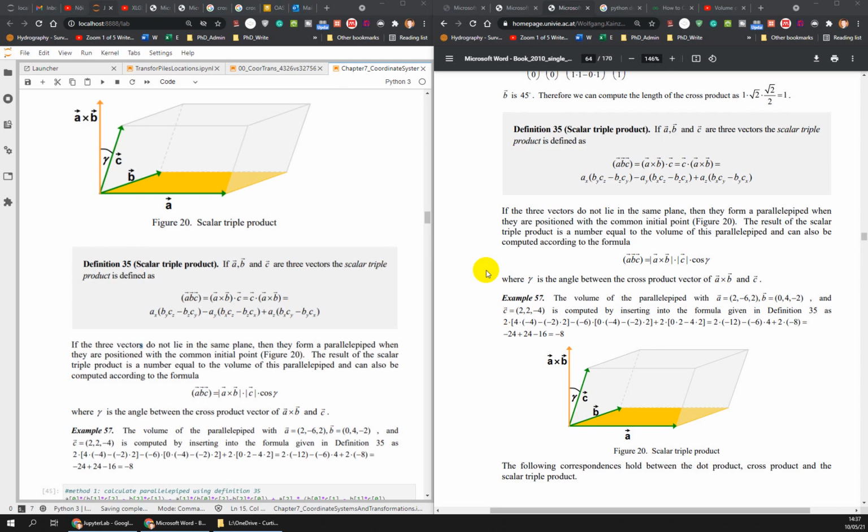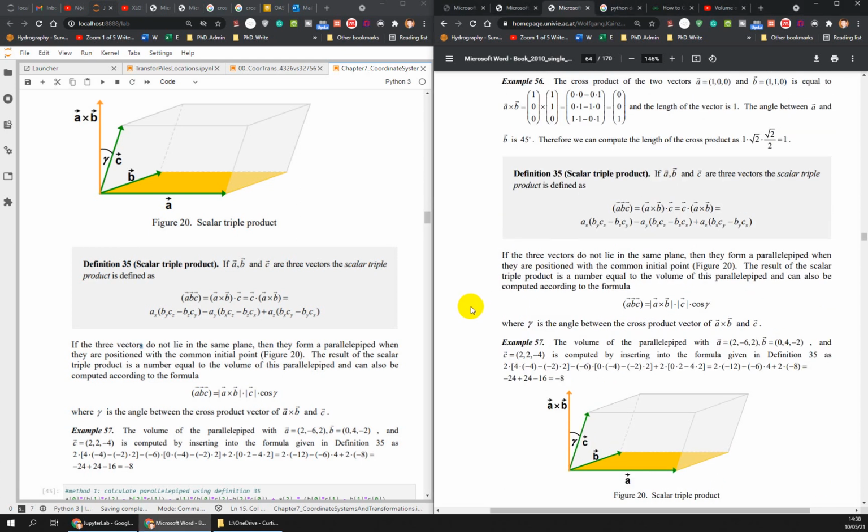Next, we're going to look at the scalar triple product and the parallelepiped, or the volume of the parallelepiped, which is formed by three point vectors. So what is a scalar triple product?